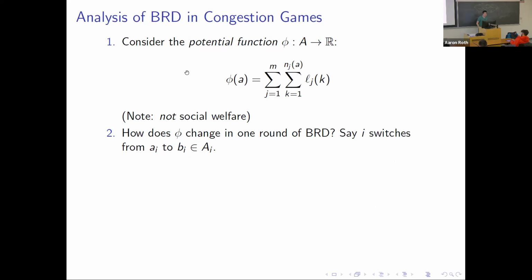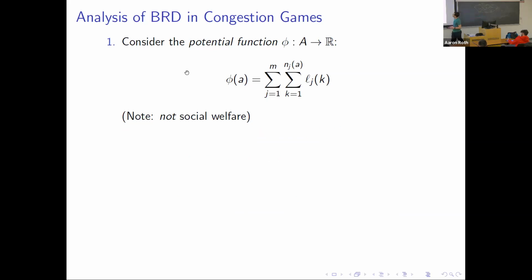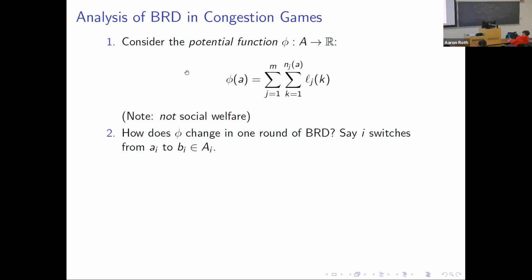We want to argue that at every round of best response dynamics, this function decreases. So the thing we need to think about is how this function changes when some particular player, say i, switches from action a_i to b_i during some step of better response dynamics. That's the thing we need to think about. If we can show that the change is strictly negative, then we'll be done.